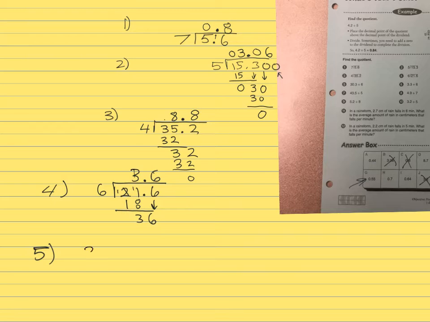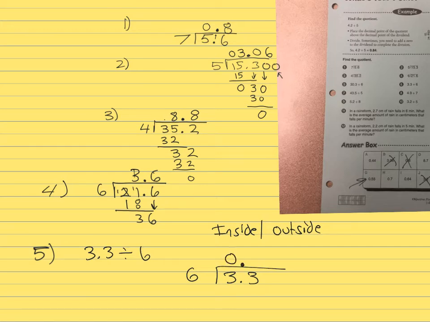All right, so now we have 3.3 divided by 6. All right, so now we're going to do inside, outside. Okay, so the first one goes inside. First number goes inside. The second number goes outside. If it was a fraction, the top number goes inside. The bottom number goes outside. All right, can 6 go into 3? No, it cannot.